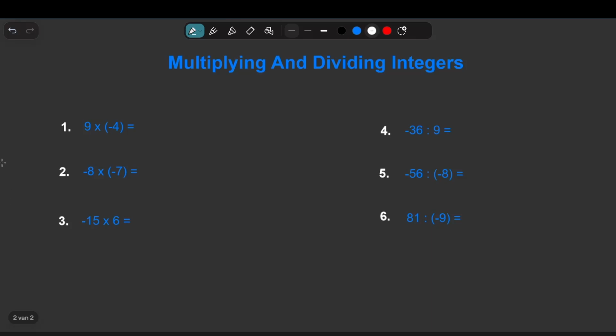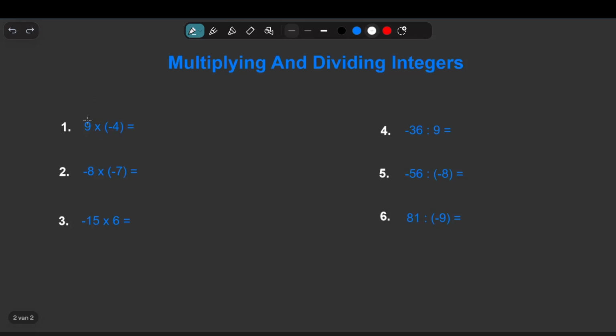So problem 1. 9 times minus 4, or 9 times negative 4. I like to say negative 4 because some people get a bit confused when you say 9 times minus 4. So we're going to say negative and positive. So positive 9 times negative 4. The first number is a positive number. The second number is a negative number. Different signs means our answer will be negative.